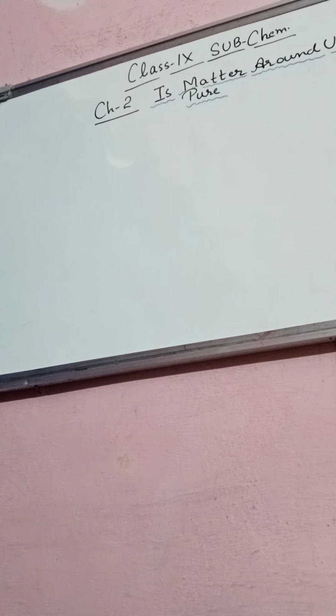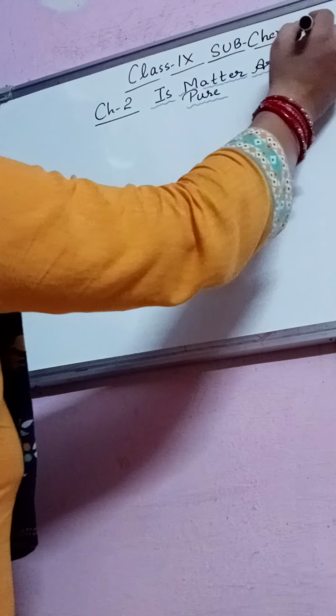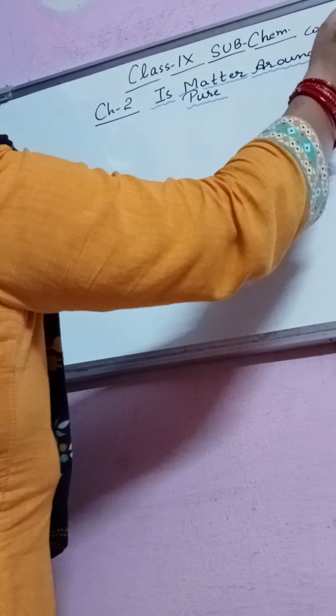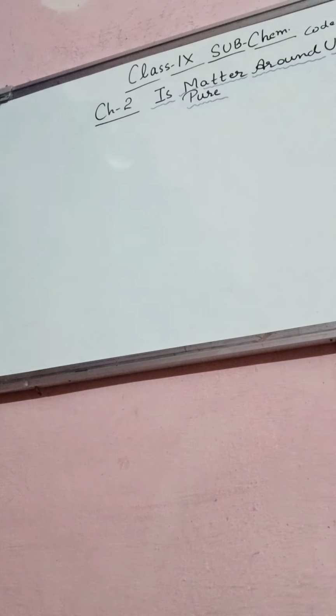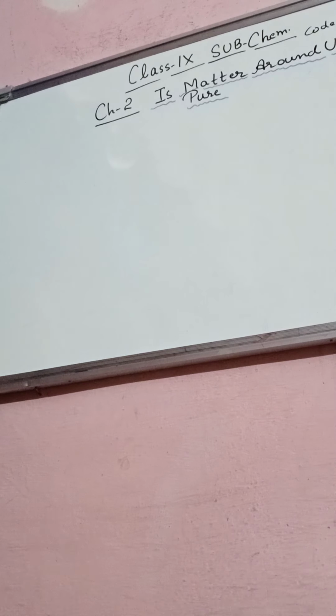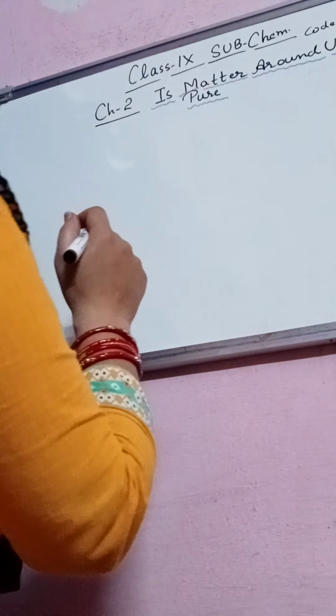This is the video for class 9th, subject chemistry, and science code is 086. Now students, today I will explain to you what the July month course is in chemistry.